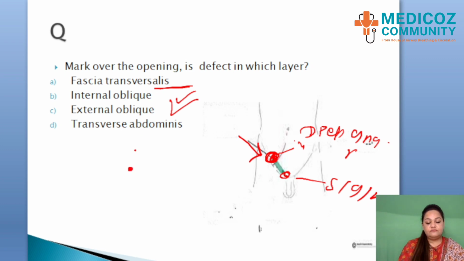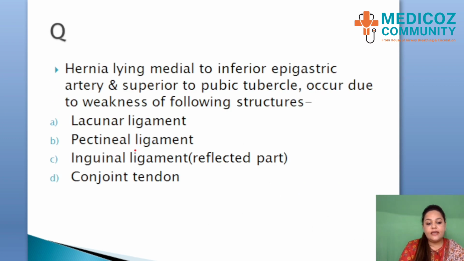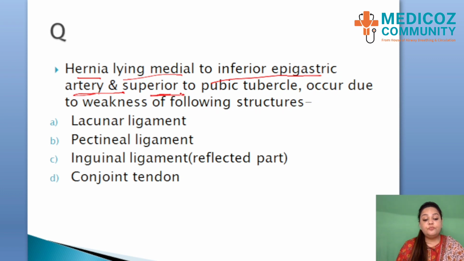So this is a very simple question. Now there is one more question related to this area, related to the inguinal canal and the superficial and deep inguinal rings, that is the hernia, whether direct or indirect. So here we have a question similar to the previous one. Here is a case of hernia which is lying medial to the inferior epigastric artery and superior to the pubic tubercle, and we need to identify this hernia. It occurs due to the weakness of which of the following structures?